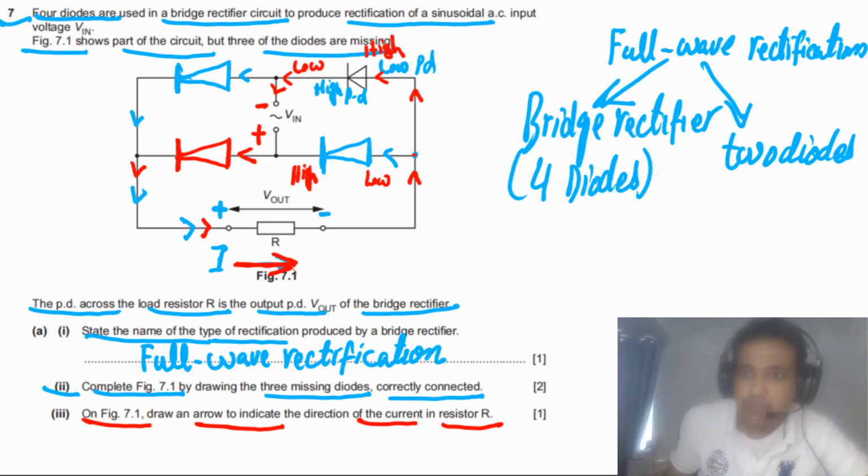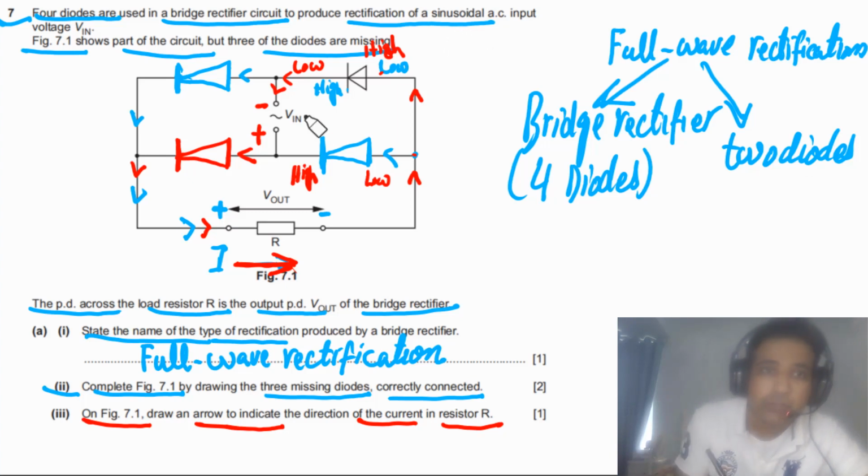I have written here low PD and high PD, but it is better to say high potential and low potential, because PD is the potential difference across any component. Here we are talking about this point. So this point is at low potential, so simply we can say low V, and this point is at high potential, we can say this is high V.